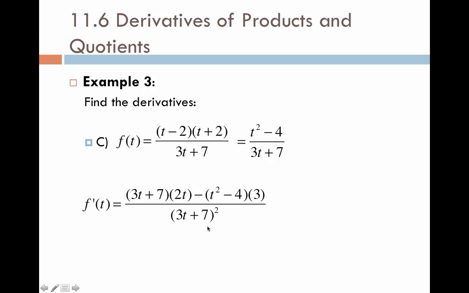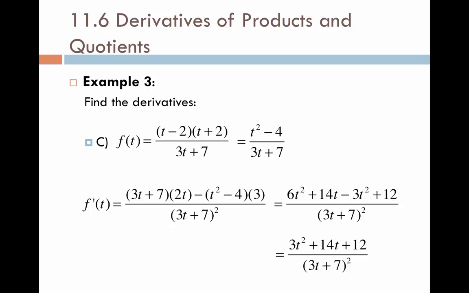So I took the derivative, but now I'm going to clean this up. I'm going to take the 2t and distribute that through, and I'm going to take the 3 and distribute that through. So this is what I get after distribution, and then there are like terms that I can collect, namely the 6t squared and the negative 3t squared. So I get this, and then I'm going to leave it like that. And the denominator, 3t plus 7 squared, I'm going to keep it as it is. I'm not going to FOIL that.